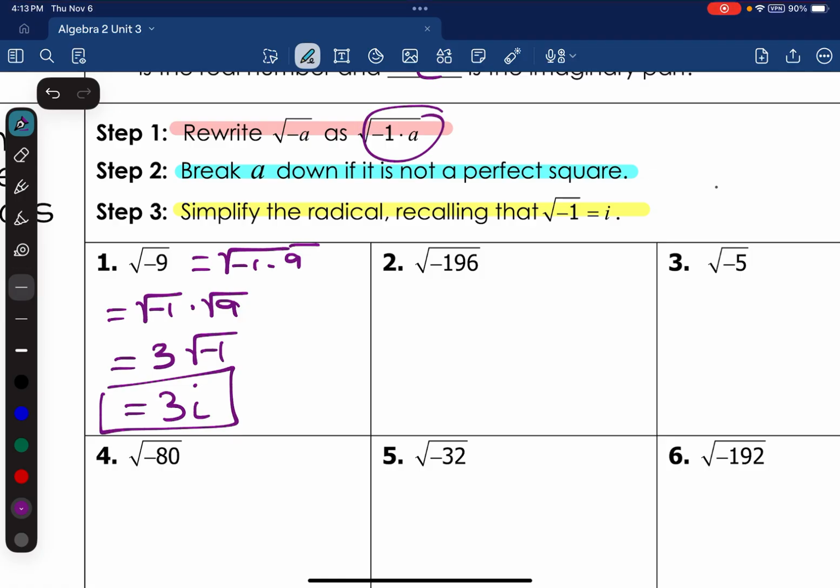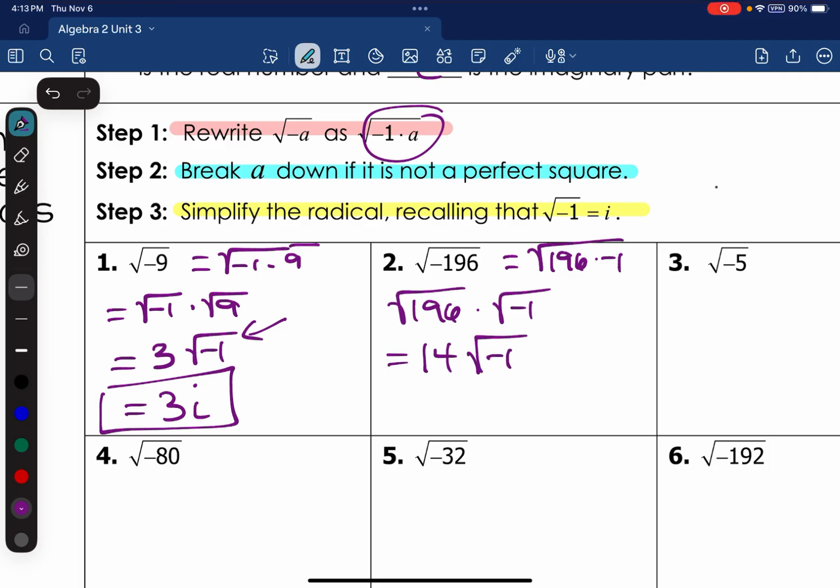They wrote it up here as negative 1 times the number. I'm going to switch those places because I like the negative 1 to be second because that becomes i, and we write i as the second value. So let's go ahead and write this. This is radical 196 times radical negative 1. 196 is a perfect square. It's 14 times 14. So this is 14 radical negative 1, or 14i.